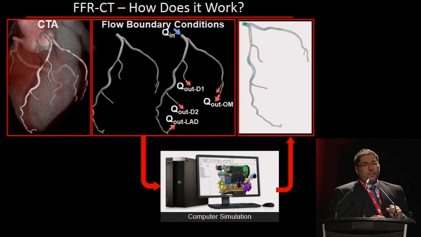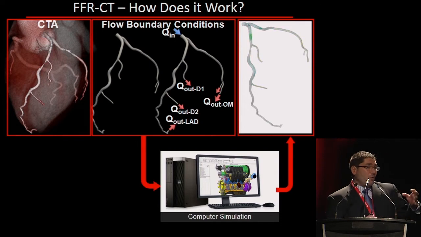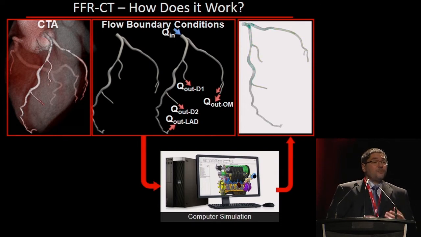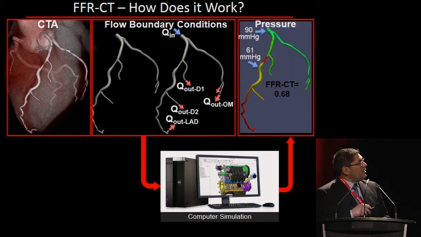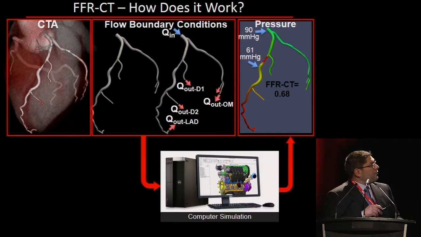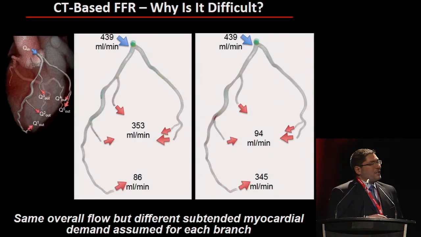This solution tells you what the flow velocity is, as well as what the pressure is. So from this solution, you can calculate your simulated pressure, and it's just as if you had a pressure wire in that coronary system, and you can measure the ratio and calculate an FFR-CT. Now, here's where the real magic comes in.